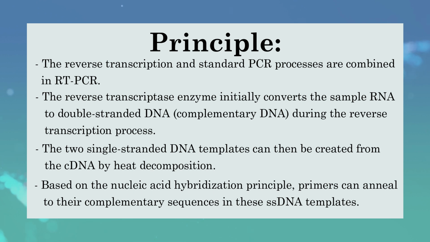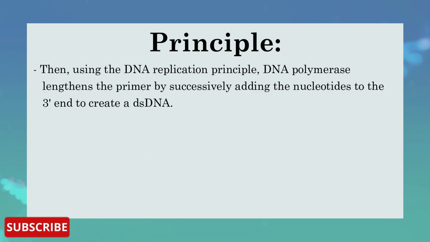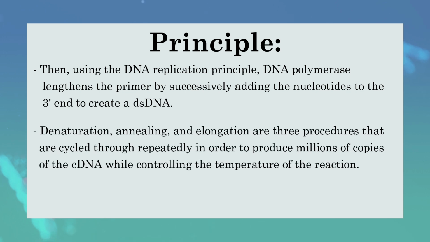Based on the nucleic acid hybridization principle, primers can anneal to their complementary sequences in these single-stranded DNA templates. Then, using the DNA replication principle, DNA polymerase lengthens the primer by successively adding the nucleotides to the 3' end to create a double-stranded DNA. Denaturation, annealing, and elongation are three procedures that are cycled through repeatedly in order to produce millions of copies of cDNA while controlling the temperature of the reaction.